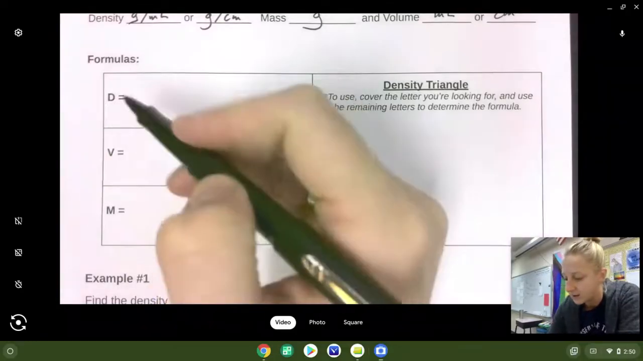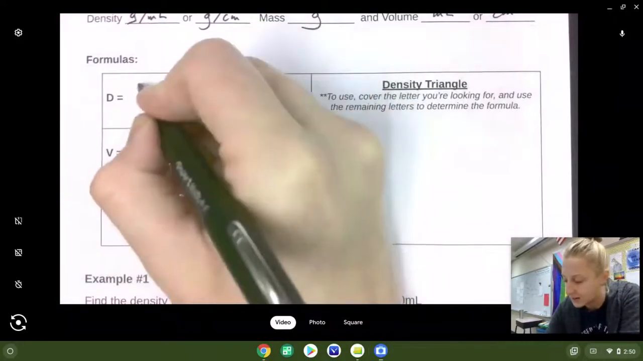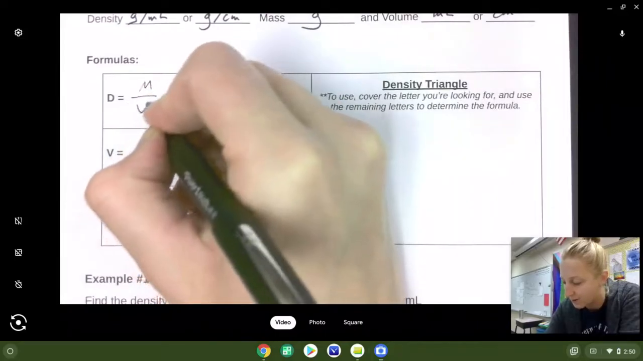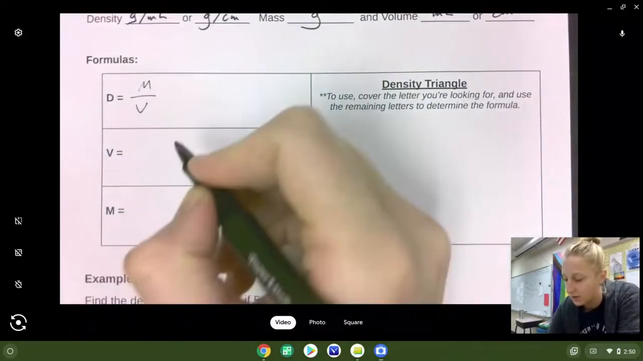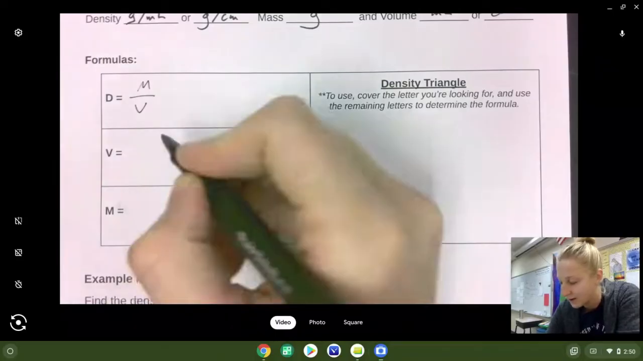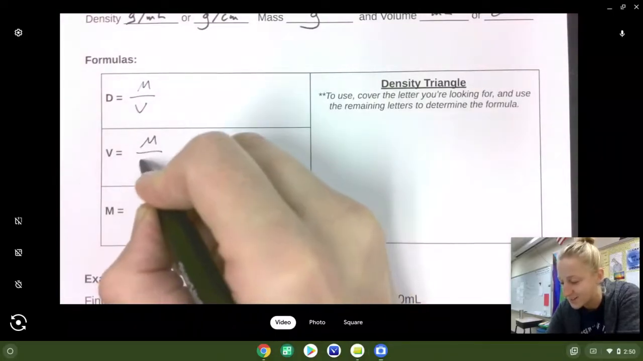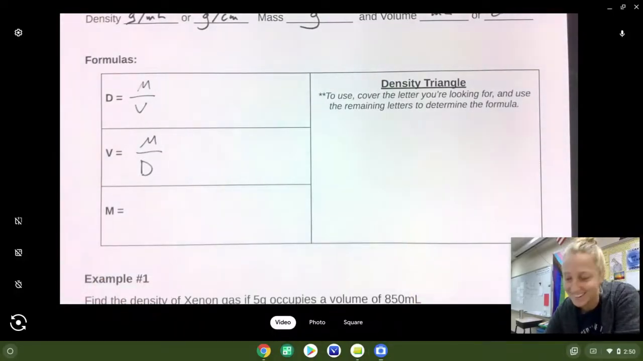So density. The formula for density is mass divided by volume. The formula for volume is going to be mass divided by density.